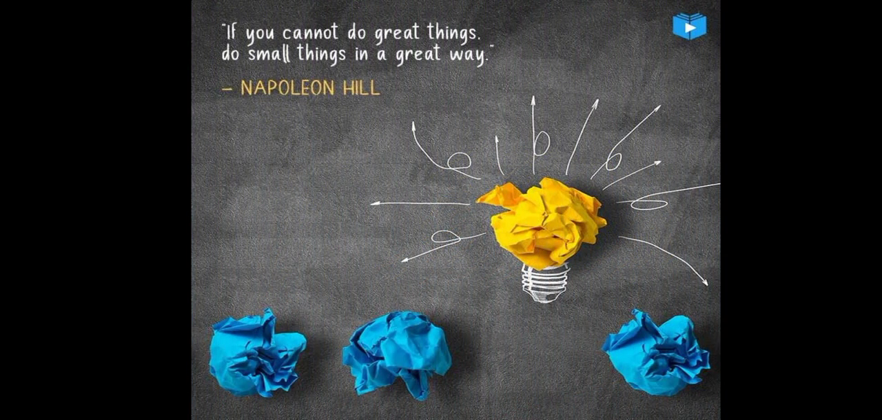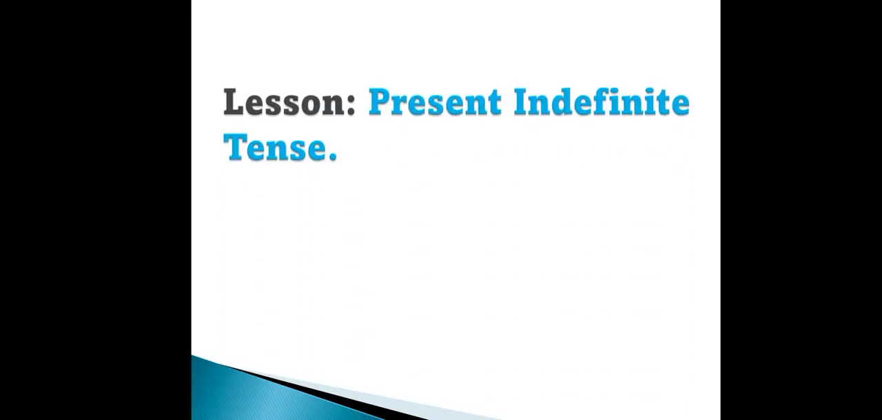Let's see the quote of the day. If you cannot do great things, do small things in a great way. This is a saying of Napoleon Hill, and according to him, if someone is unable to do a big task at a time, he or she can start working on good deeds and it will result in a great way. Let's see. The topic of today is present indefinite tense or simple present tense.